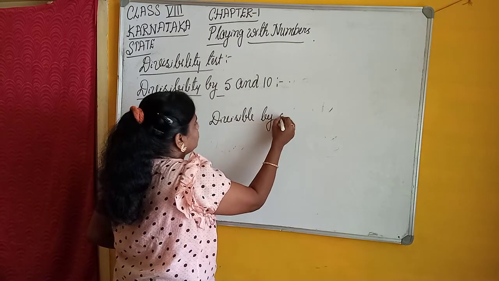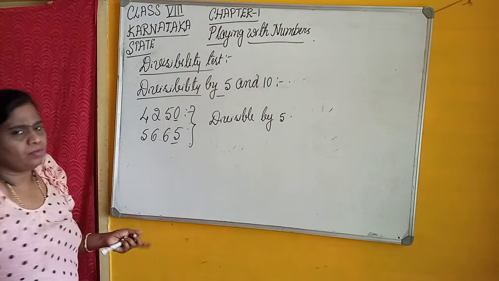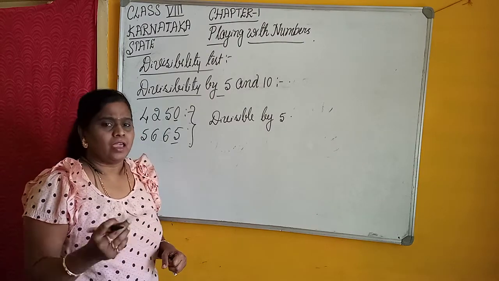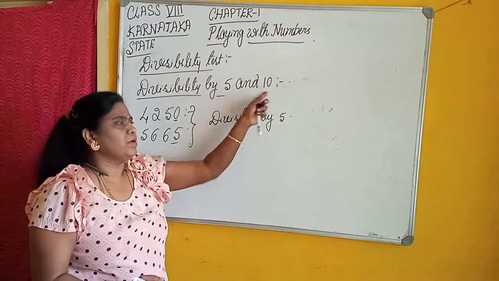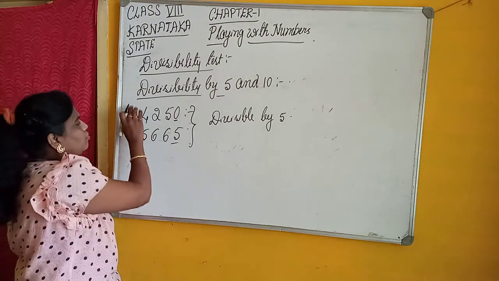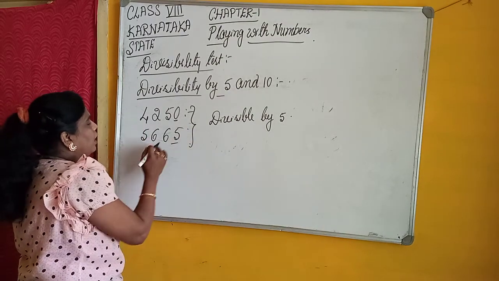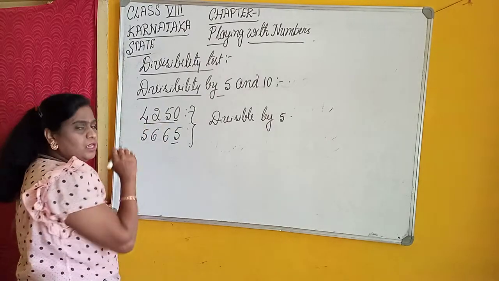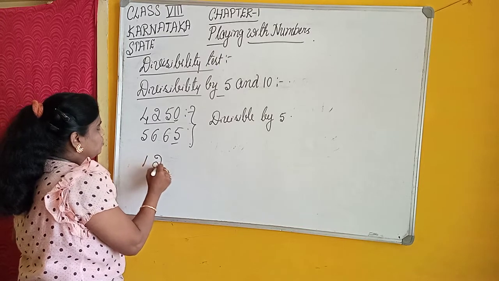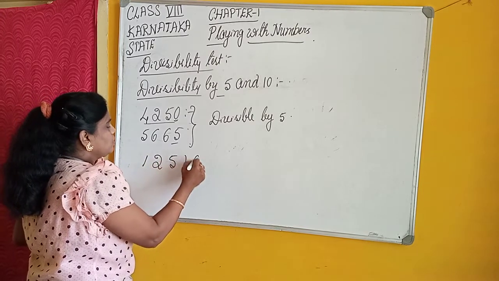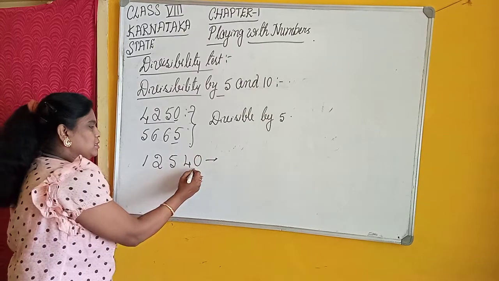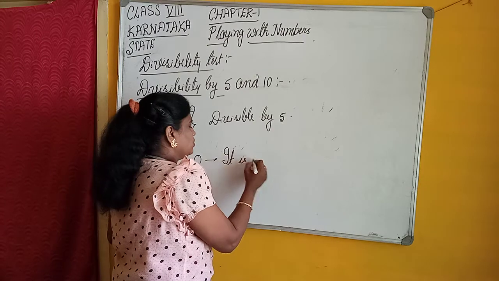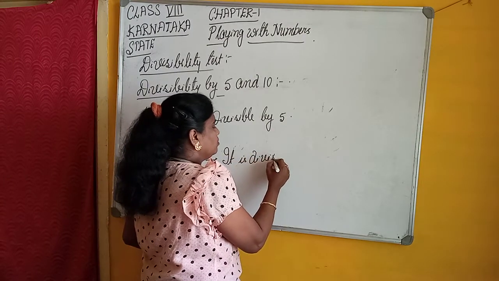For 10, for any number, if that number ends with 0 only, that number is divisible by 10. Here both numbers are divisible by 5, and this one is divisible by 10 only because it ends with 0. Let us take one more example, 24,540. You can say that this number ends with 0. It is divisible by 10.